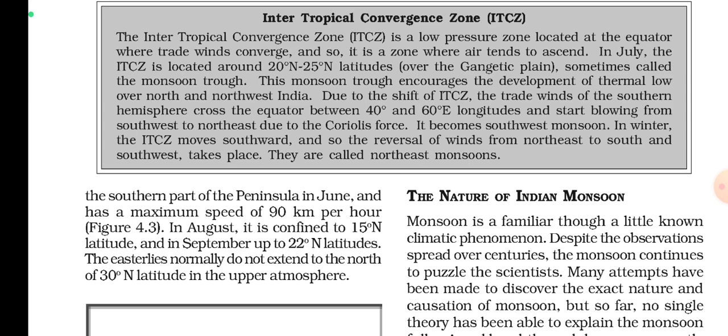In winter, the ITCZ moves southward, and so the reversal of winds from northeast to south and southwest takes place. They are called northeast monsoon.